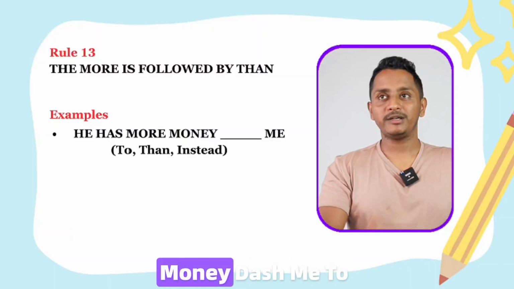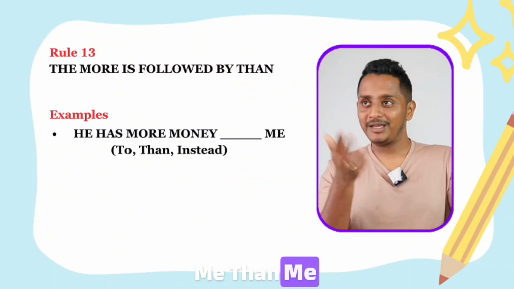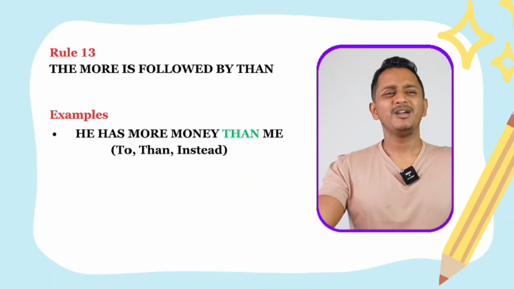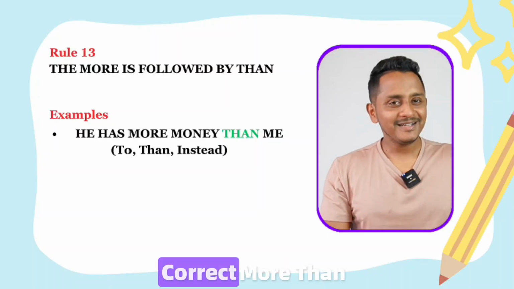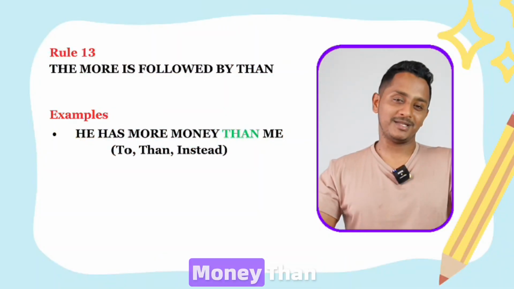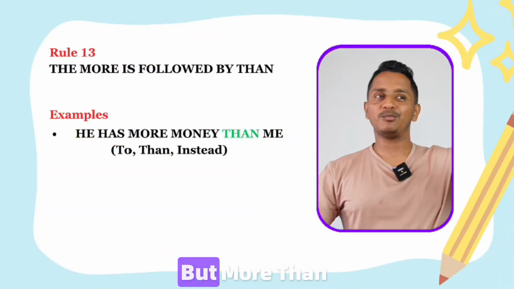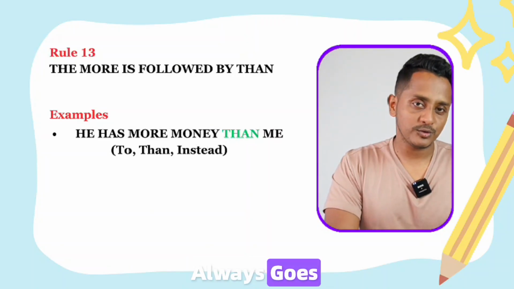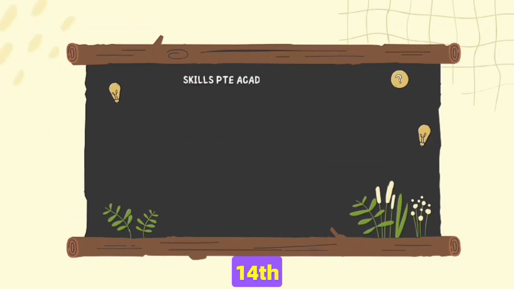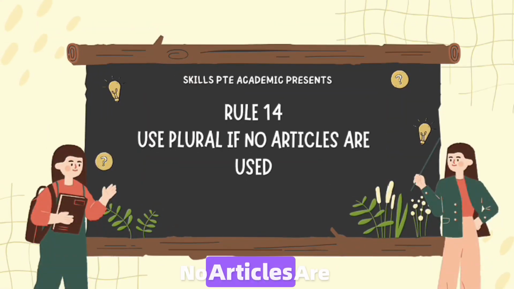He has more money, dash me: to me, than me, instead me? It should be than me. More than. Correct? More than, he has more money than me. In between some words can come, but more than always goes together. Remember this. 14th rule, use plural if no articles are used.